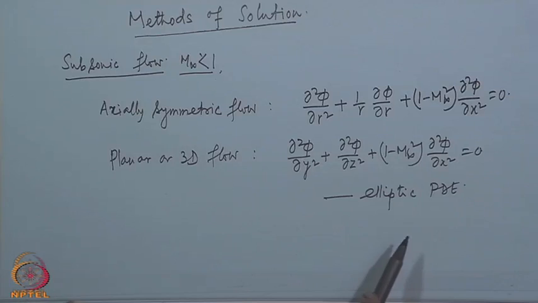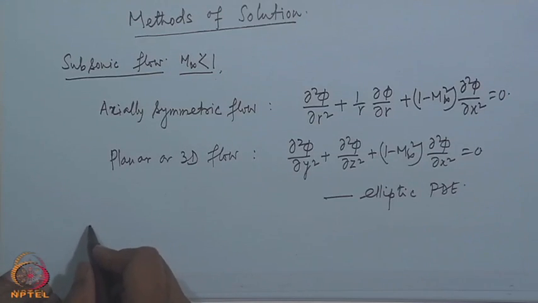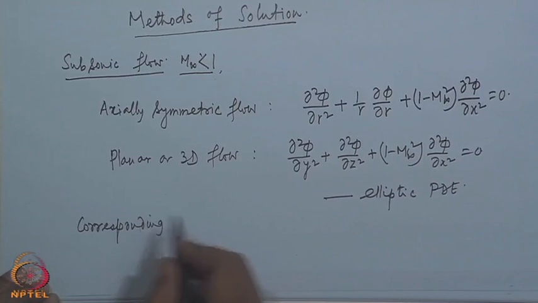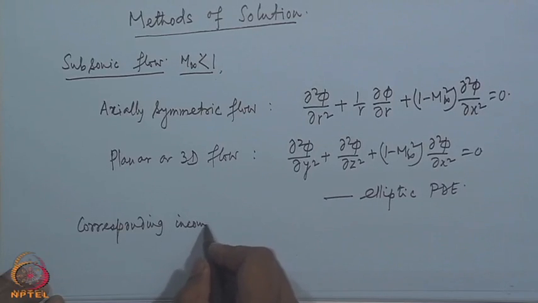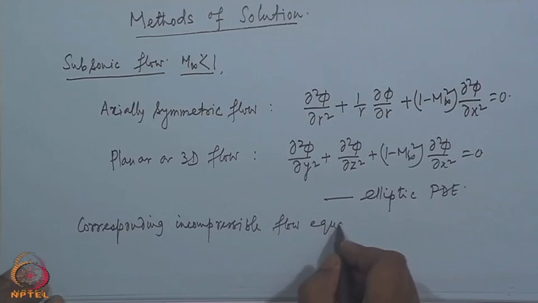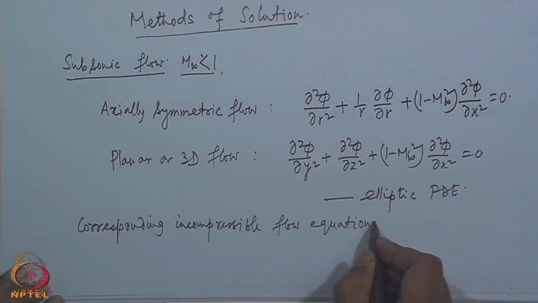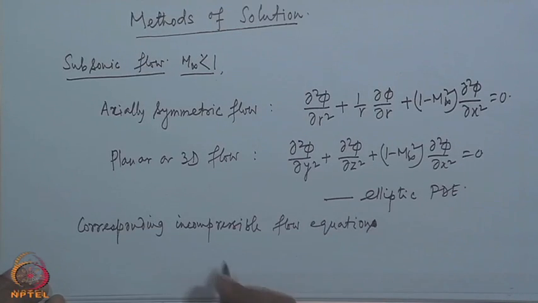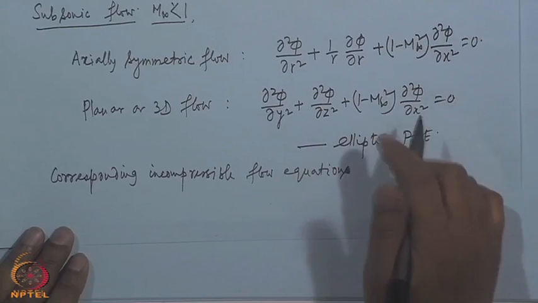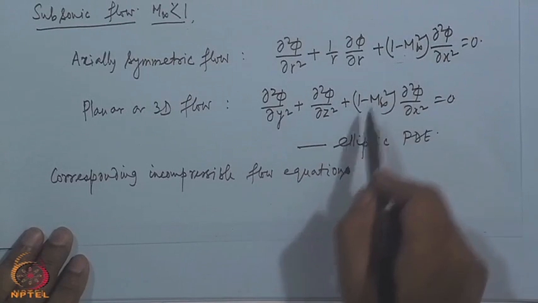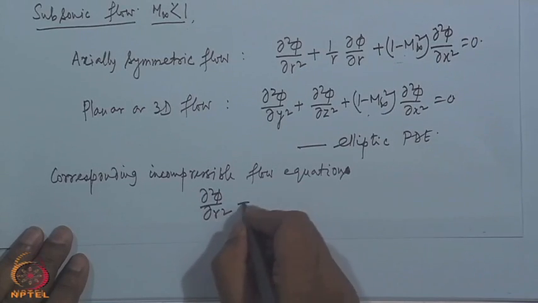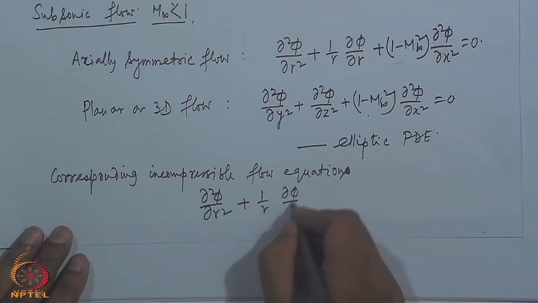Now, let us look at the corresponding incompressible flow equations. The incompressible potential flow equation is for the case where M infinity approaches 0, and consequently these coefficients become 1, and the equations are, let us write only the axisymmetric case.